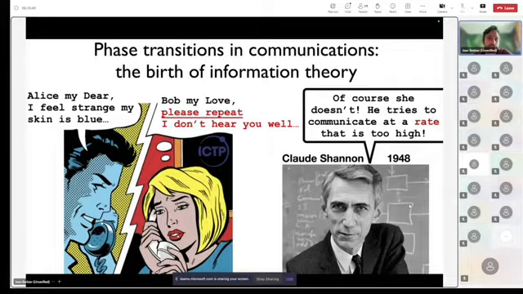How do phase transitions appear in communication? The communication problem is very simple. You have an emitter and a receiver that try to exchange some message, but of course the channel is noisy. So parts of the information that is transmitted are corrupted by noise, and the problem is at the receiver side to find back this information.